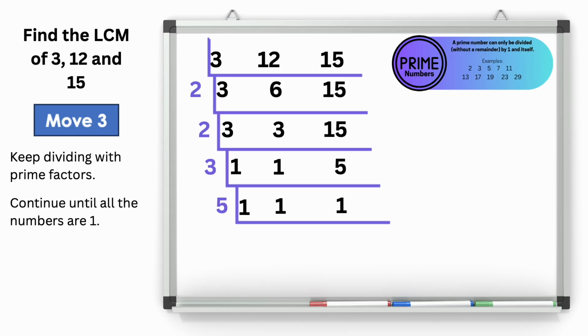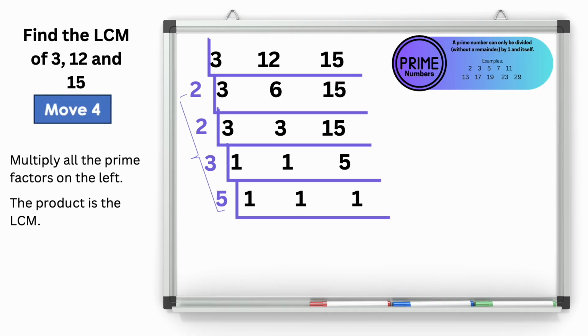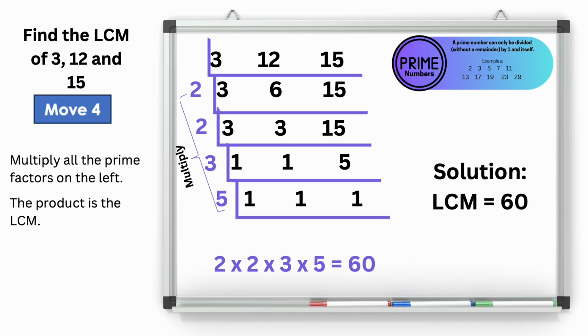So I can multiply these numbers on the left side of the ladder. All my prime factors can be multiplied together. 2 times 2 times 3 times 5 to get our least common multiple, which is 60. That's our solution. Our least common multiple of 3, 12, and 15 is the number 60.